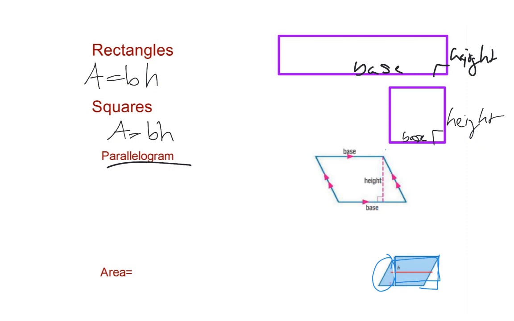Your bases are parallel and your bases are also congruent. So for any parallelogram, the area is equal to base times height, and the base and the height are perpendicular.